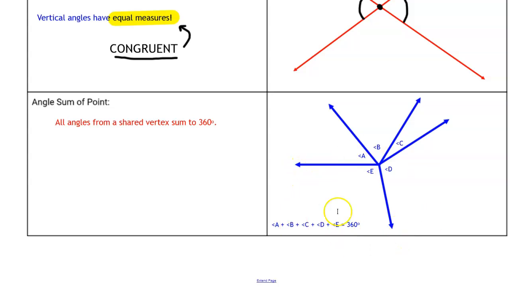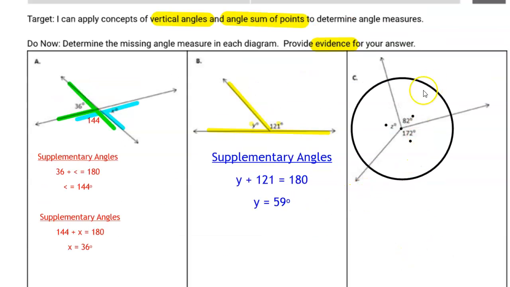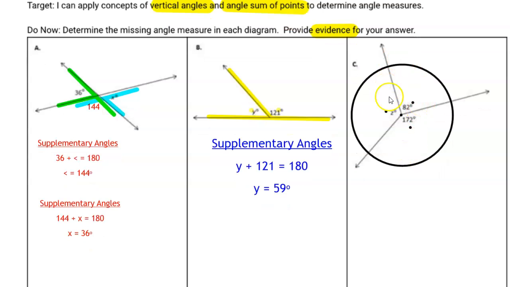Let's actually try to apply this fact to the do now. Take a moment, pause the video, and see if you can use this fact, this angle sum of points fact, in order to figure out the value of z here.